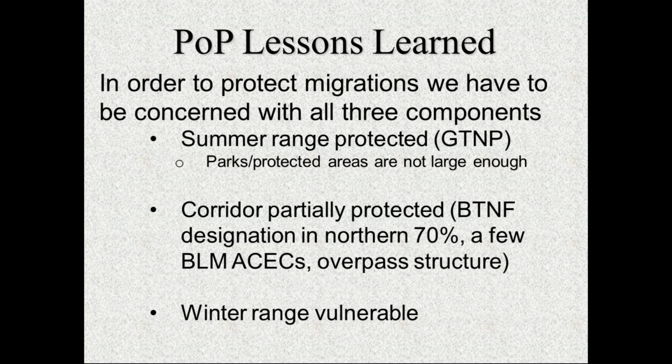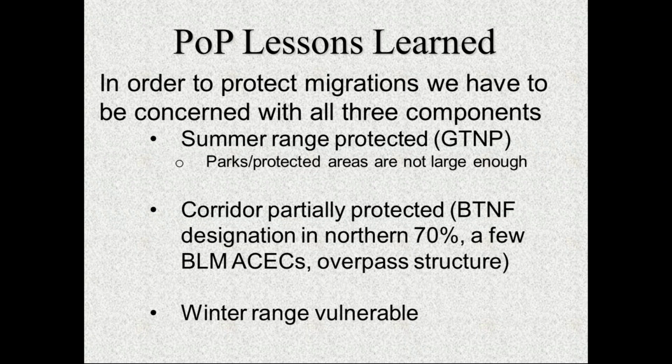In the second component, the corridor itself, it's partially protected. The Bridger-Teton National Forest designation of the Path of the Pronghorn protected the northern 70% of the migration corridor, but they're still concerned about the southern 30% of the corridor because it occurs on BLM land where there's a lot of natural gas development occurring.